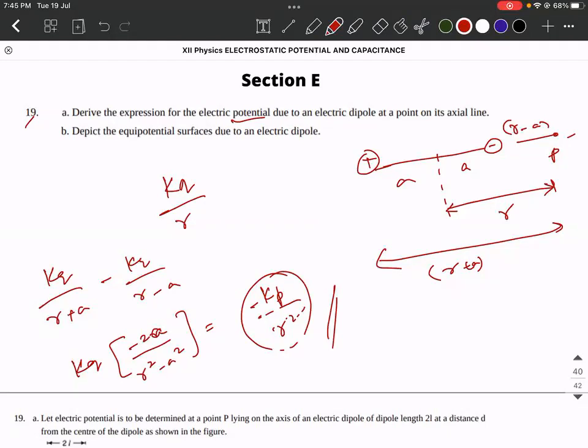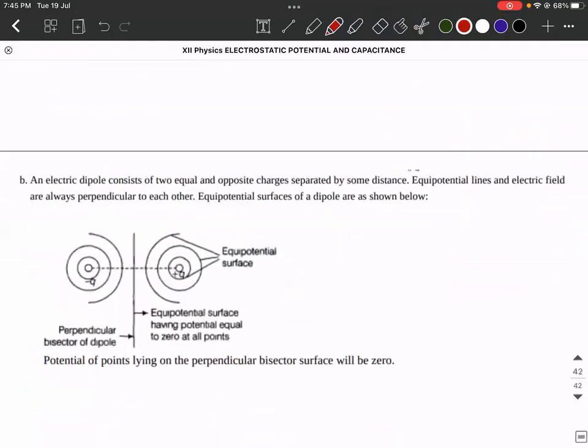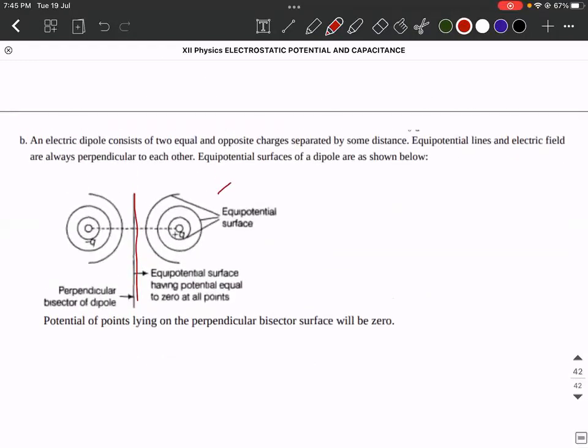Depict the equipotential surface due to an electric dipole. You know that already, right? So due to an electric dipole, what will happen? They will not touch each other. So in between would be the equipotential surface. This is there in the textbook. That's it.